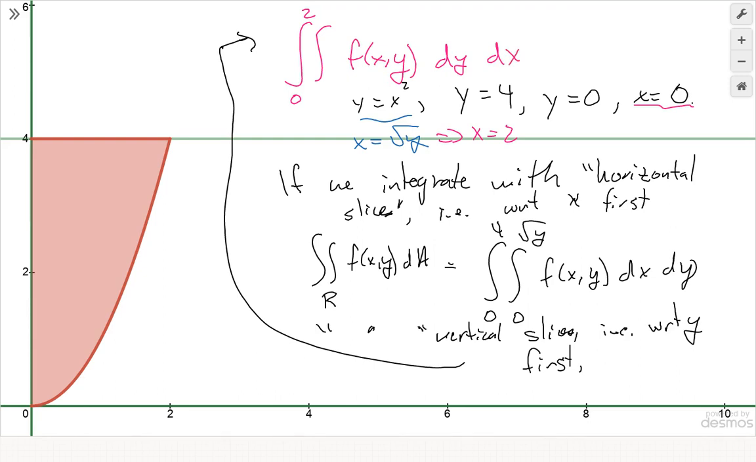So x is going to go from 0 to 2, and then y is going from, well, it's going up to 4 and starting at x squared, because in this graph we're only interested in the stuff above the curve y equals x squared, not below. So that's why we're starting at x squared.